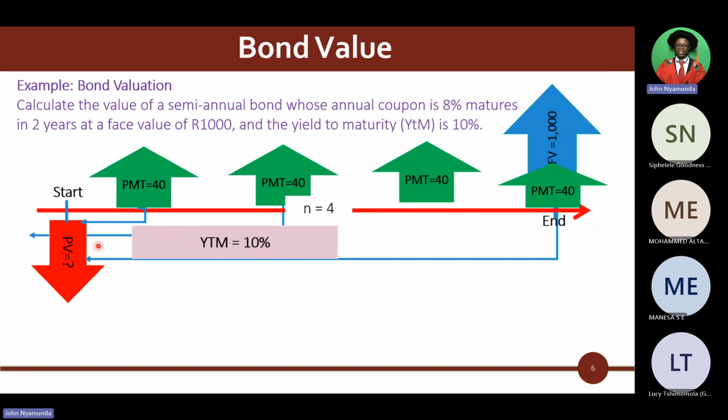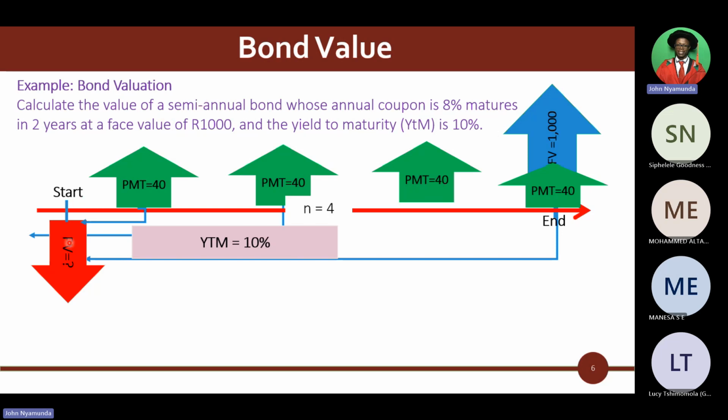Okay, so to make it more meaningful, let's do an example calculation. So we're saying, calculate the value of a semi-annual bond whose annual coupon is 8%, matures in 2 years at face value of 1,000, and the yield to maturity is 10%. So we nicely represent it this way. It's a semi-annual bond, which means, sometimes people get confused about why semi-annual, it means it pays its coupon half yearly. That's what makes it semi-annual.